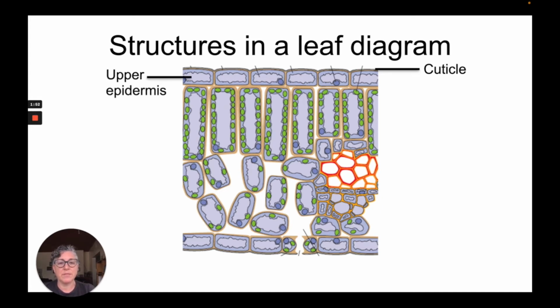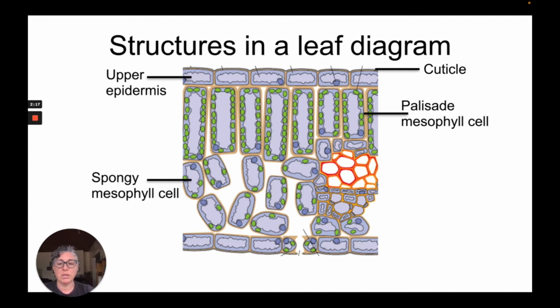The first layer of cells is called the upper epidermis. You will see that they do not contain chloroplast. The second layer of cells is called a palisade mesophyll cell. You should recognize this from when we talked about cells in the cell organization unit, chock full of chloroplasts. Then we come to the spongy mesophyll cells, not quite as much chloroplast and having a slightly different shape.